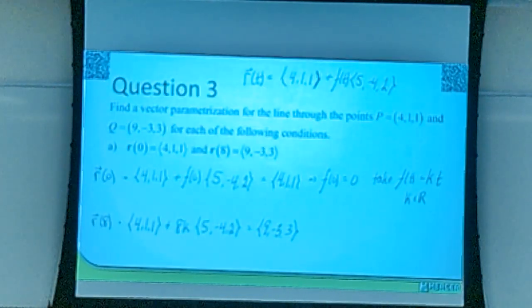If you subtract <4, 1, 1> from both sides, what are you going to get? That's going to be <5, -4, 2>, isn't it? 8k would have to be 1. K would have to be an eighth.